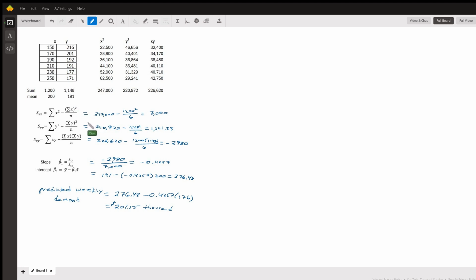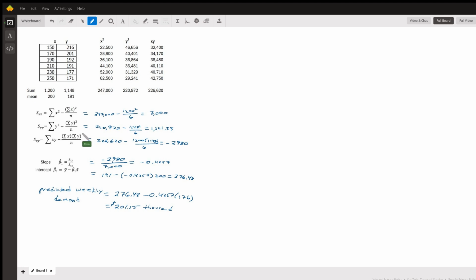And then you have everything you need to figure out these: SXX, SYY, and SXY. So it's how X and Y co-vary together. SXX is the sum of the X squared column, 247,000, that's right here, minus the sum of X, that quantity squared, divided by 6.